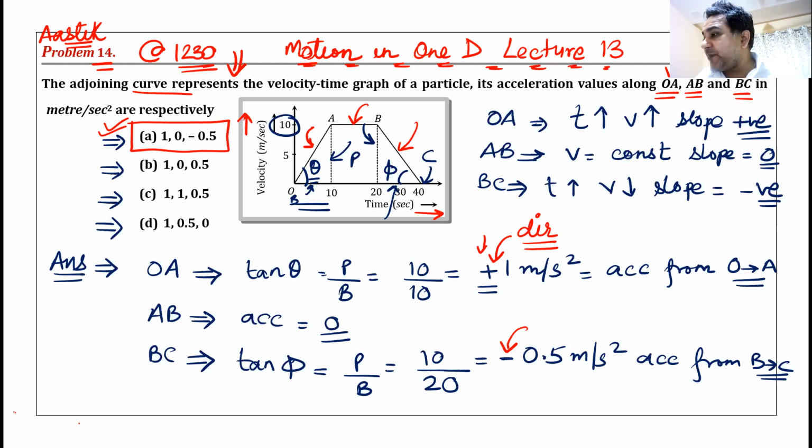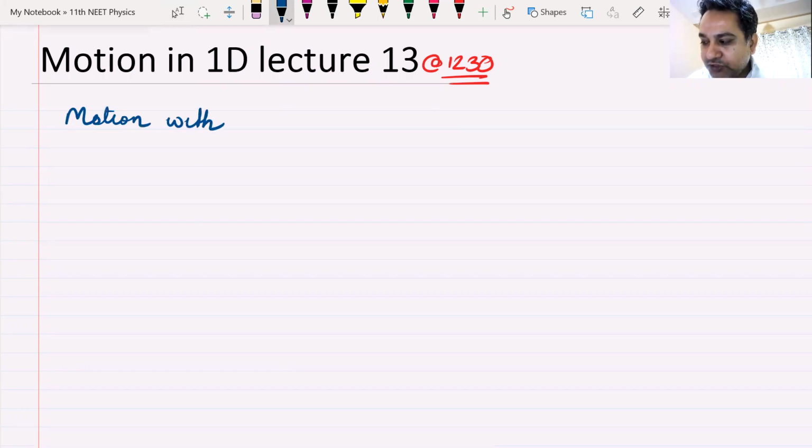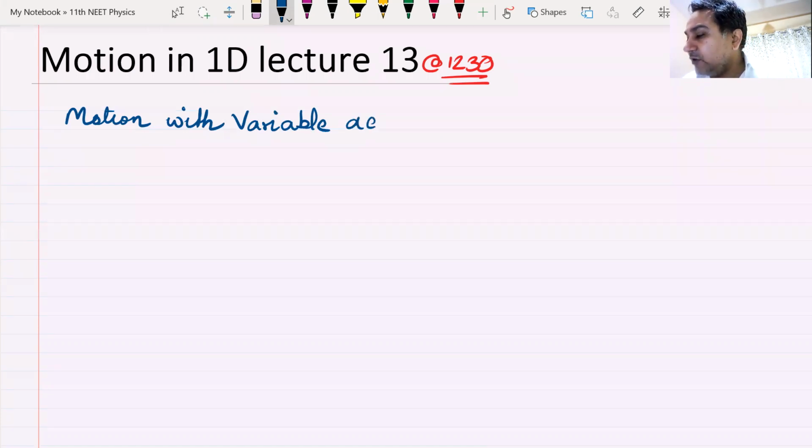And what is the next topic? This is the last topic for this chapter. The last topic for this chapter is known as motion with variable acceleration. So please write the heading, motion with variable acceleration.